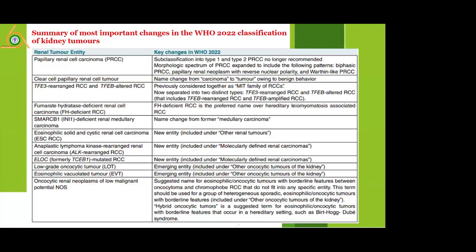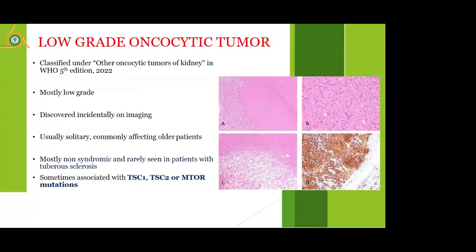Coming to the low-grade oncocytic tumor. I think, apart from FH deficient and TFE3, this is the third most common tumor you are probably going to encounter in your practice. Low-grade oncocytic tumor is classified with the other oncocytic tumors of the kidney. As I said in the beginning of the talk, we have now expanded the spectrum of oncocytic RCCs. They're usually low grade, picked up incidentally, and may be associated with TSC mutations and tuberous sclerosis.